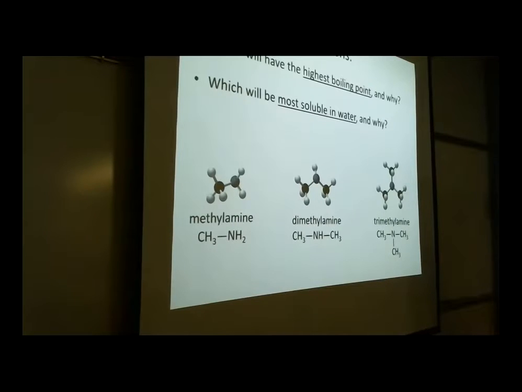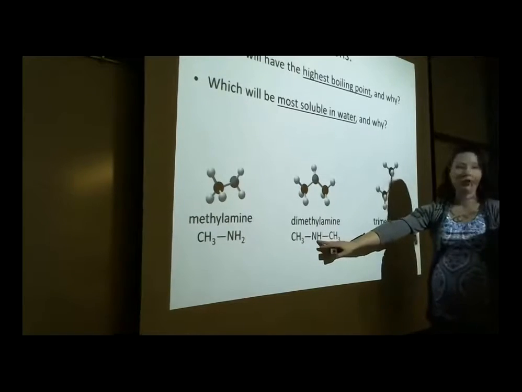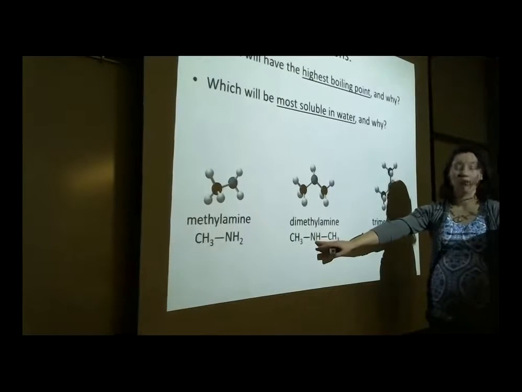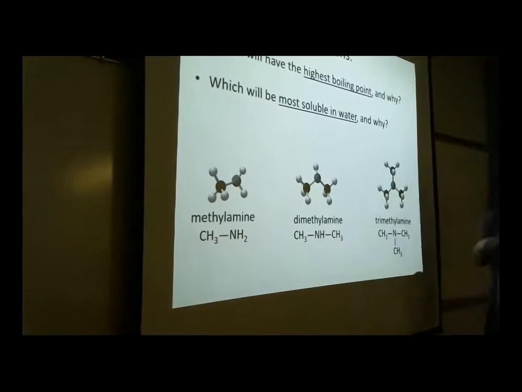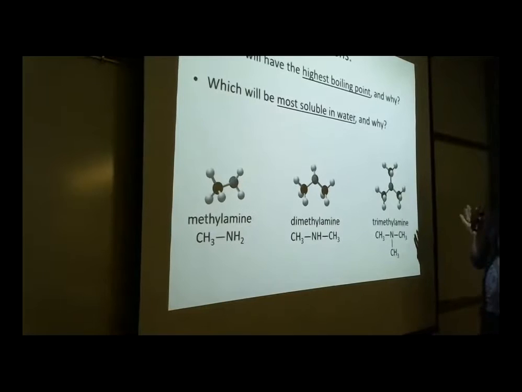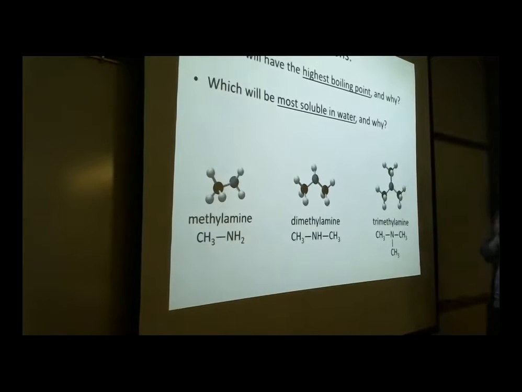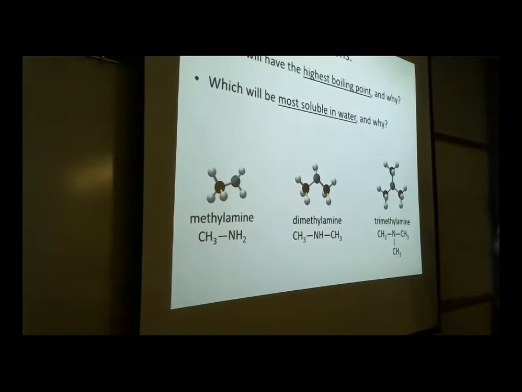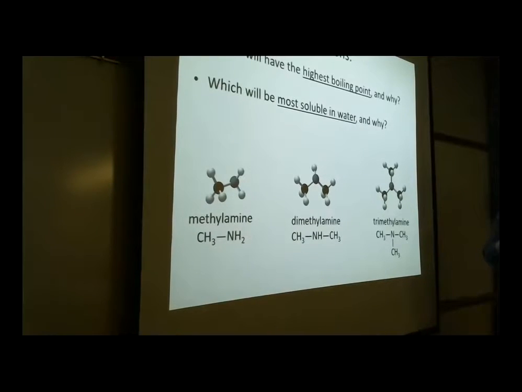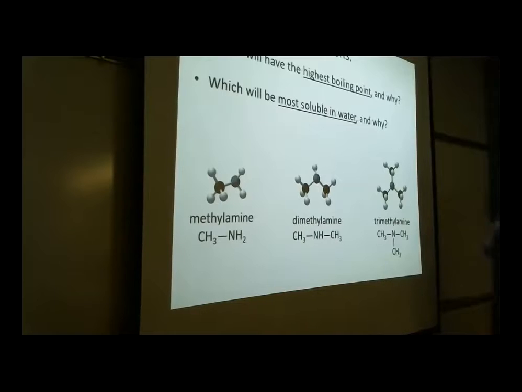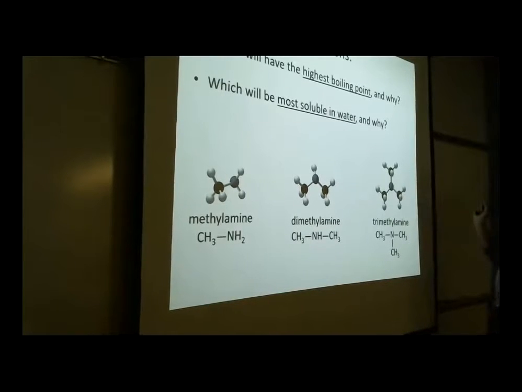Strong IMFs. So all of these have what IMF? They all have London forces, and they all have, not dipole. The NH is capable of hydrogen bonding, right? So all the amines are going to have hydrogen bonding. All the amines are going to have London forces, right? So who's going to have the strongest net IMFs? The biggest one, right? So this one would have the highest boiling point.